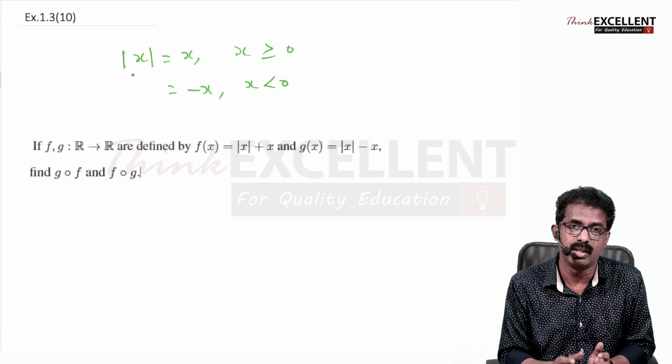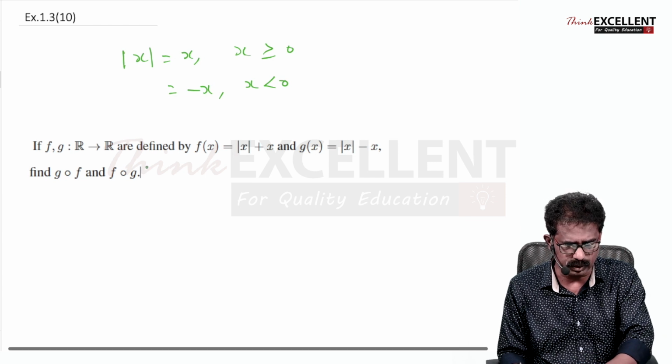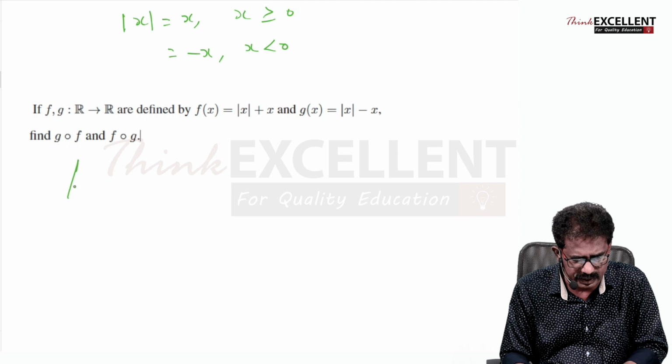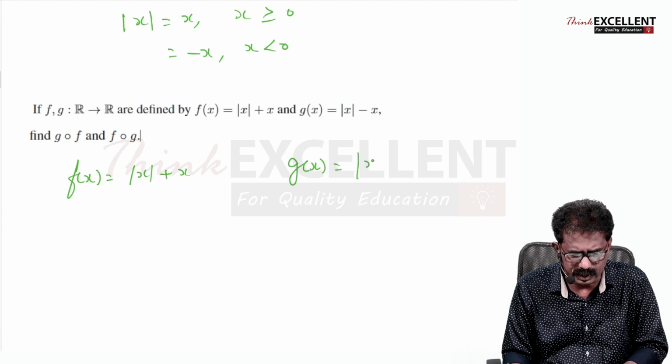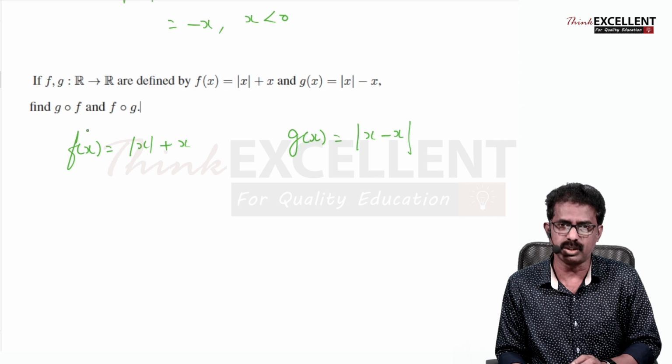It is plus x when x is positive. It is minus x when x is negative. Okay, so now please listen here. With that idea, here they said f of x equals modulus x plus x, and g of x equals modulus x minus x. We have to find g composition f.